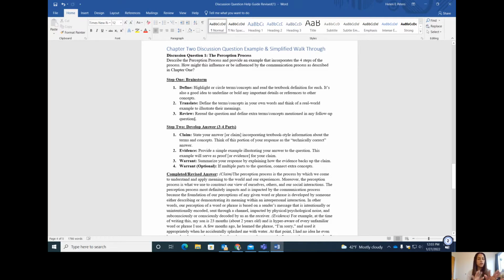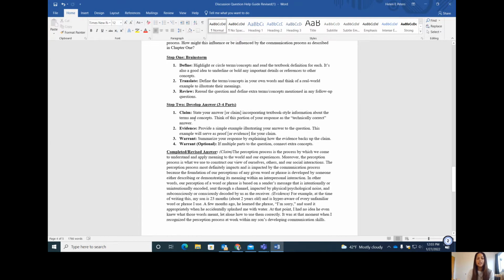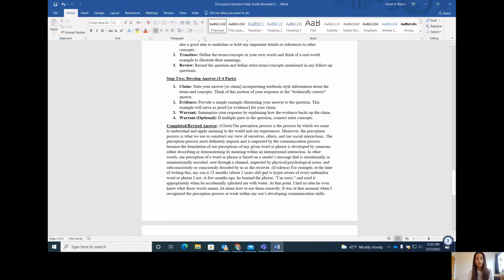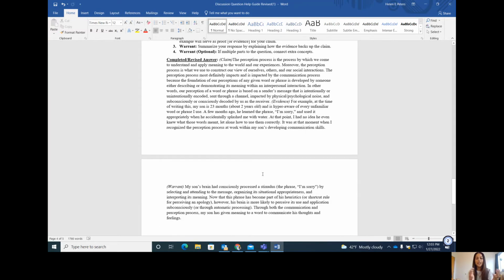Then I review, make sure I got all the other portions, and find any other terms or anything else that Ms. Peters wants me to look for. That's the review. Then I think of my claim, my evidence and my warrant, and then if I need another warrant. Again, you could read this on your own time, but you can see claim, evidence, warrant. I write a little longer and am more detailed.